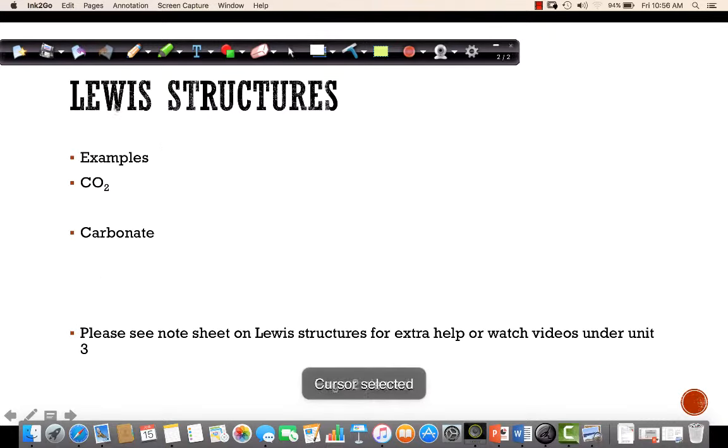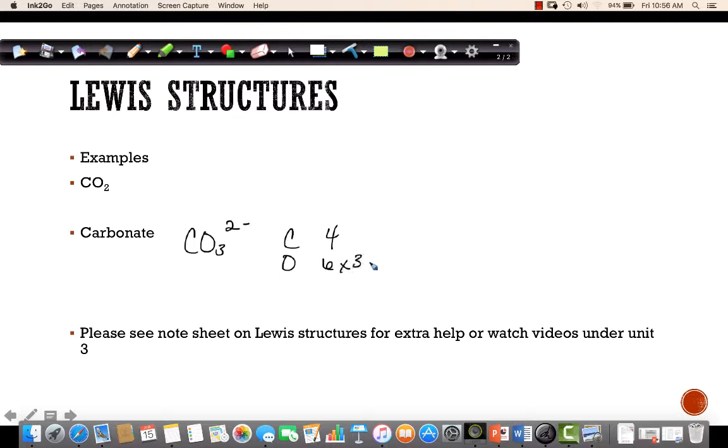Let's look at carbonate. Okay, so carbonate has a -2 charge. So let me count how many electrons I have available. Carbon has 4. Oxygen has 6. There's 3 of those, so that's going to be 18. And I've also got a -2 charge, which means I have 2 more on top of that. So I've got a total of 24 electrons.